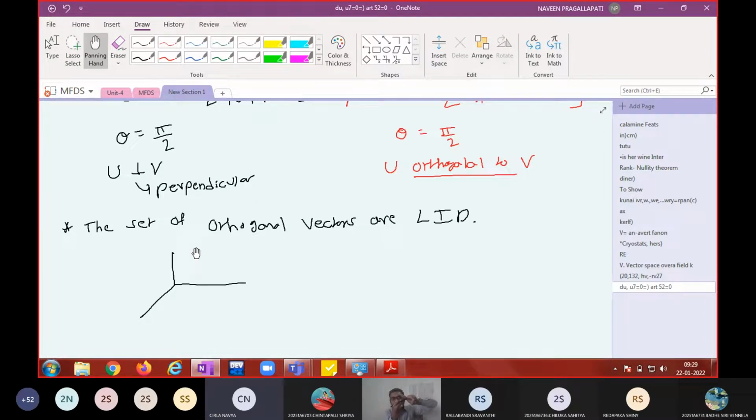Are these two perpendicular? Let us say I have these three vectors. These two are not perpendicular, but these three are non-coplanar. Therefore, these three are linearly independent vectors, but they are not orthogonal because there are two vectors which are not perpendicular. So orthogonal vectors are always linearly independent. Linearly independent vectors are not necessarily an orthogonal set of vectors.